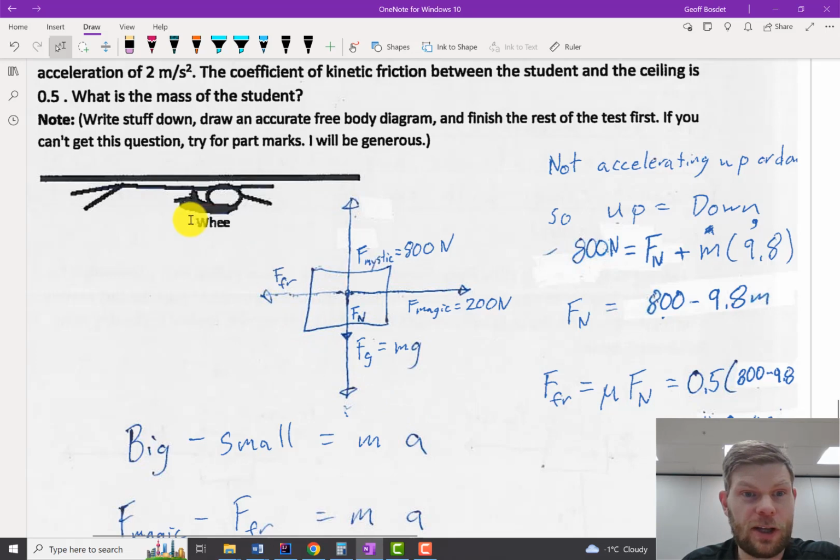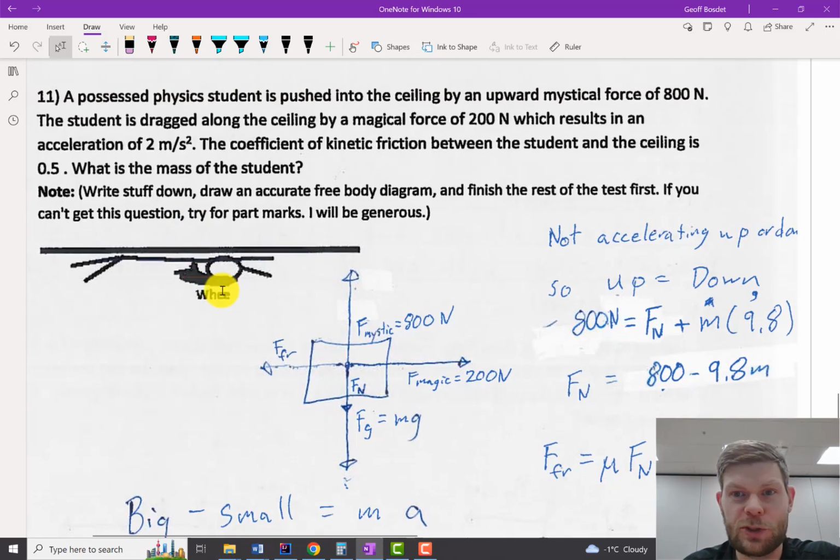So in this case, we've got our student here who is being possessed. She's got some upward magical force shoving her into the ceiling, and she's dragged forward by a magical force of 200 newtons, accelerating in the forward direction at 2 meters per second squared. Coefficient of kinetic friction between the student and the ceiling is 0.5, and we want to figure out what is her mass.